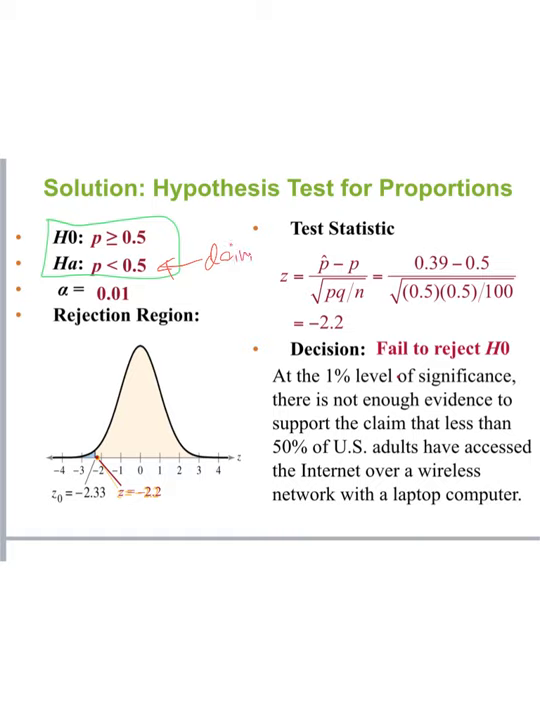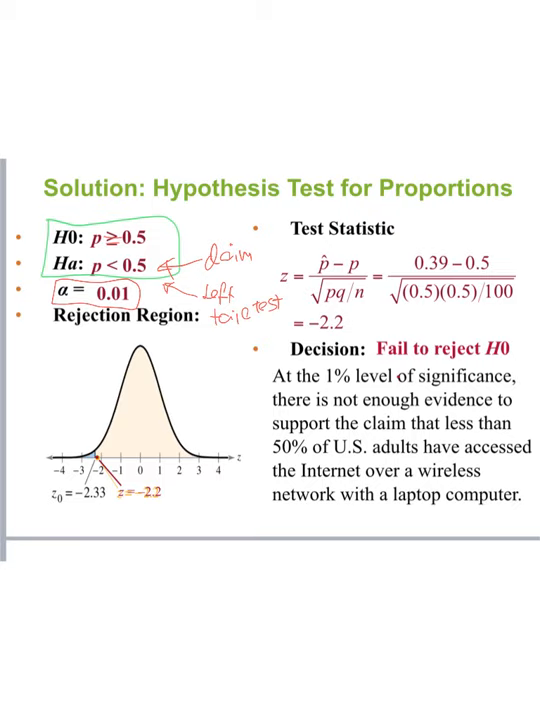This is where we started, and then of course I built from there. I assume here that the proportion for the population is actually equal to 0.5. The alpha was given at 0.01 level of significance. Test the claim. We also know that the alternative hypothesis tells us what type of test it is. It is a left-tail test.